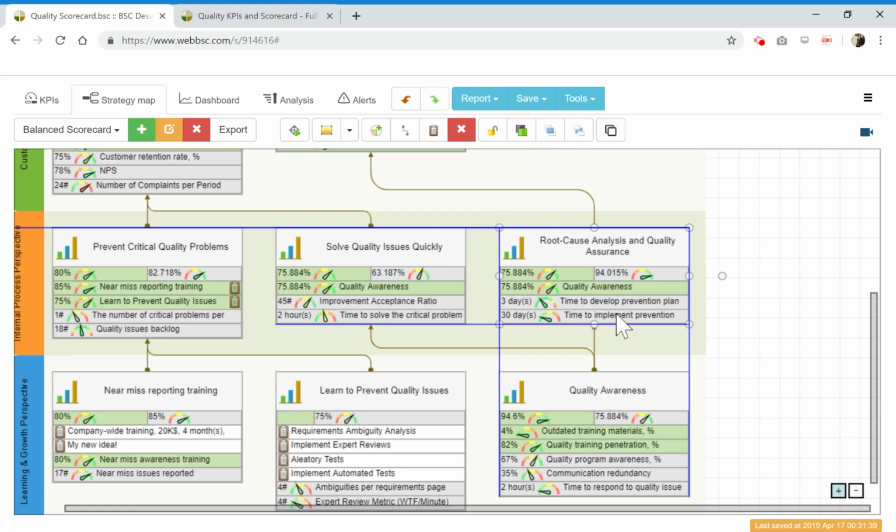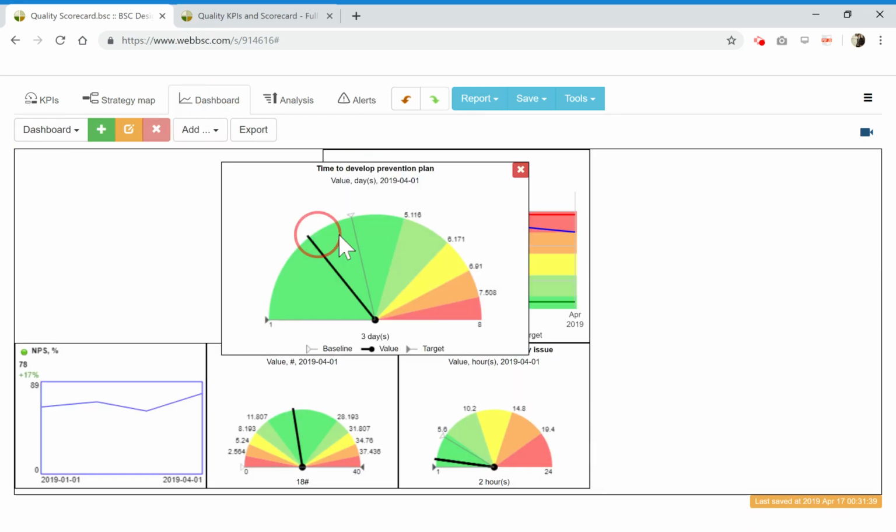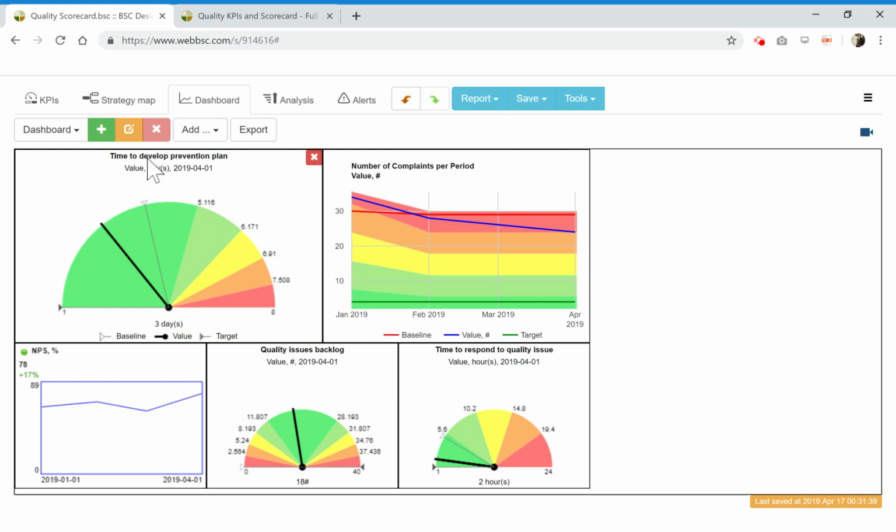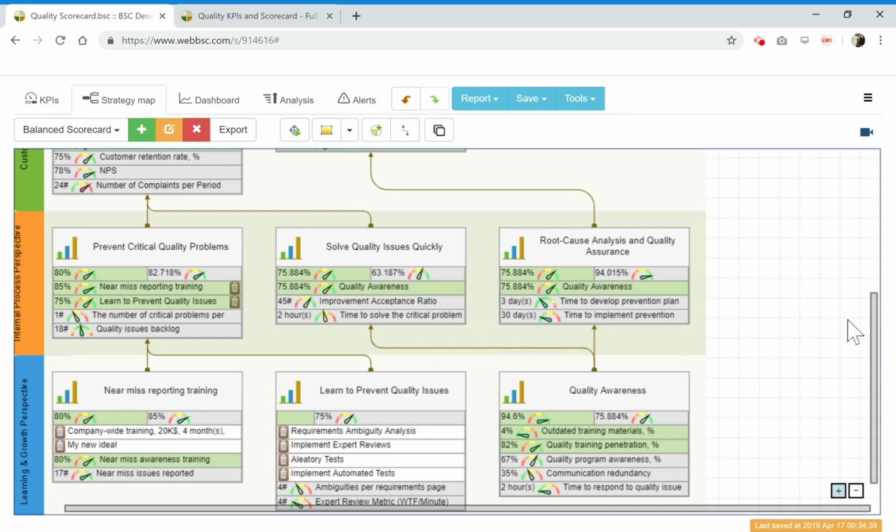And another indicator is the time that we need to implement the prevention plan. So two indicators. Actually, I have this indicator here on my dashboard. Well, let's leave it here. This indicator is also very curious in this case. Why? Because the green zone is a big one, but it's from 1 to 6. So if we develop a prevention plan within 6 days, it's okay. If it's more, it's not okay. In your industry, it might be different, but I'd recommend you to look at these numbers.